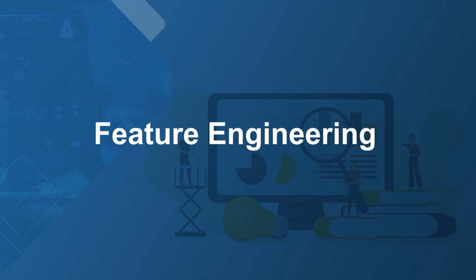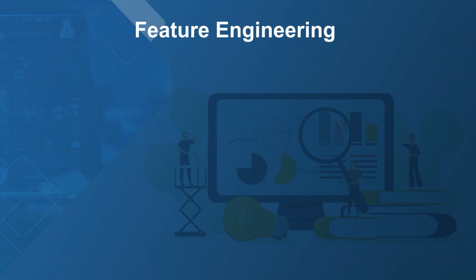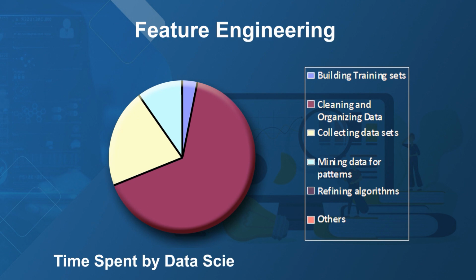Now we come to feature engineering. Machine learning algorithms need some input data to produce outputs. However, the success of the learning algorithm largely depends on the quality of data being fed. A lot of time and effort are devoted to preparation of data for machine learning. According to a survey in Forbes, data scientists spend 80% of their time on data preparation.